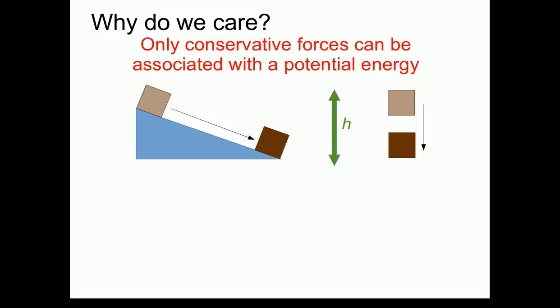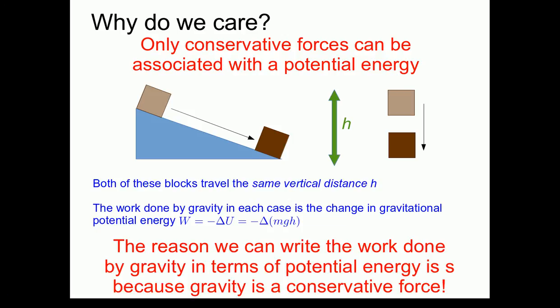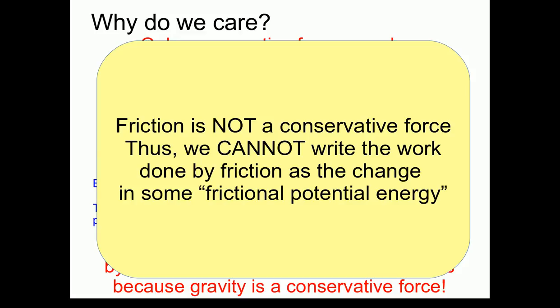To explore this idea, let's consider a block sliding down a frictionless ramp and a block just falling to the ground. Both of these blocks travel the same vertical distance, h. In both cases, the work done by gravity is equal to the change in gravitational potential energy. The work done by gravity is written mathematically as negative delta U, or negative delta of mgh. The reason we can write the work done by gravity in terms of a potential energy is because gravity is a conservative force. Friction is not a conservative force. Thus, we cannot write the work done by friction as the change in some type of frictional potential energy.